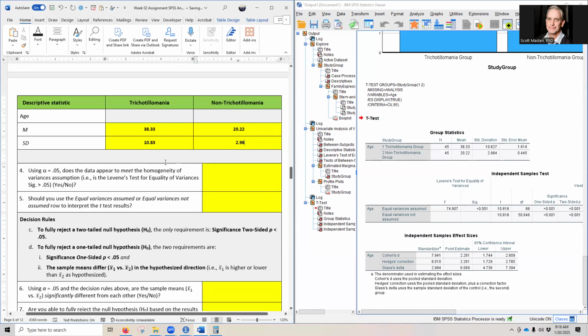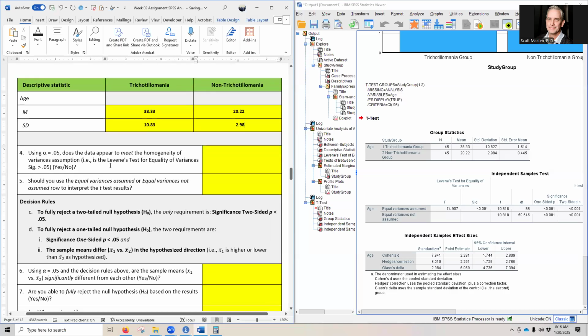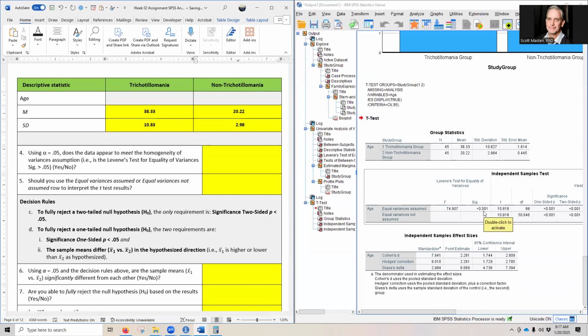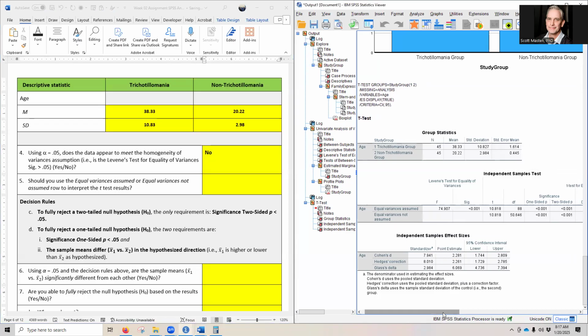All right, using alpha 0.05, does the data appear to meet the homogeneity of variance assumption? That is Levene's test for equality of variances, sig greater than 0.05. So there is Levene's test for equality of variances sig, and that is less than 0.05, not greater than 0.05. So no, these data do not appear to meet the homogeneity of variances assumption required for independent samples t-tests. So what does that mean? Do we give up and go home? No, it means we can't assume equal variances if that is less than 0.05. So we drop down to the equal variances not assumed line. That's what we've got to do.